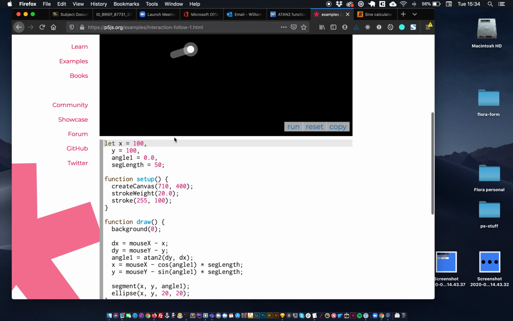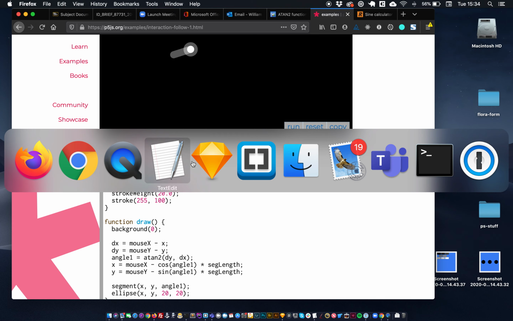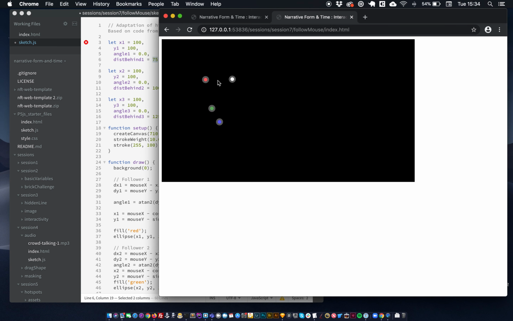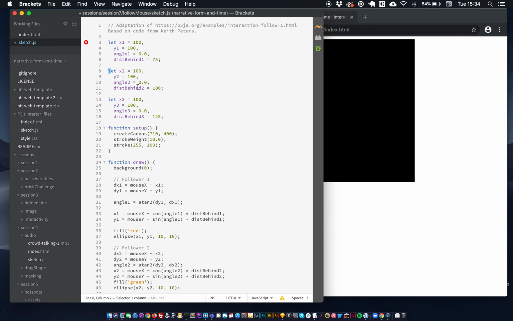So you can see, I'm just going to run through the code that we've got here. We're going to deal with the first follower, which is 75 pixels behind the mouse, and follower one is the red one. So we're just going to deal with that red one there. I won't go into the other two because they're exactly the same, with a slight difference in how far they are behind the mouse.